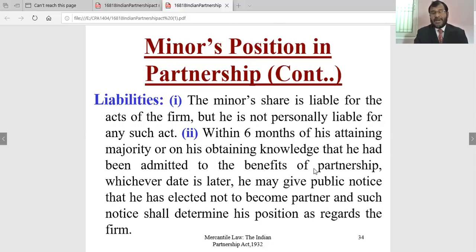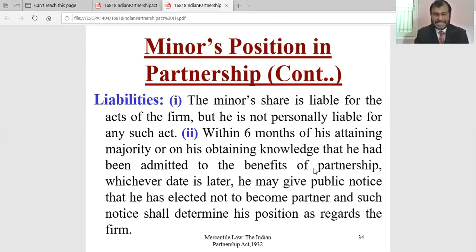Okay. Now we will see what the liabilities of a minor are. Minor's position in partnership, what are his liabilities? First, the liability of a minor. The minor's share is liable for the acts of the firm, but he is not personally liable for any such acts. So here the liability of a minor is limited. That is the first point. Limited to the extent of the share in the partnership, not to his personal assets.